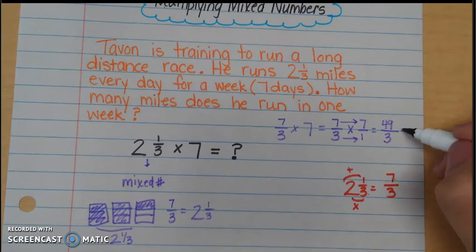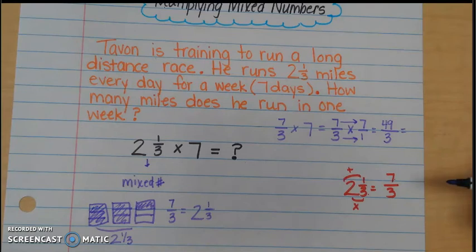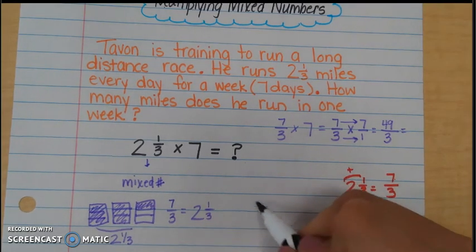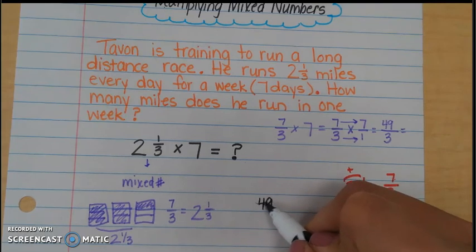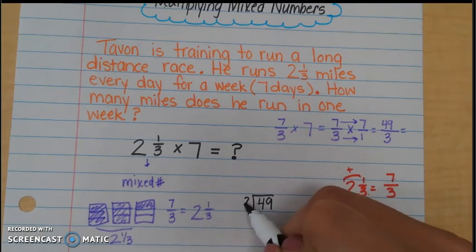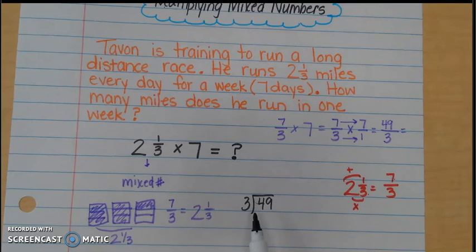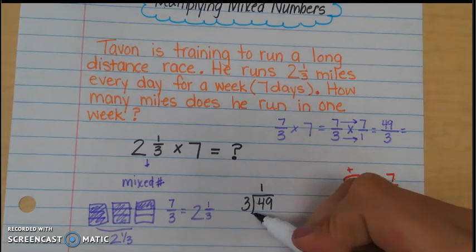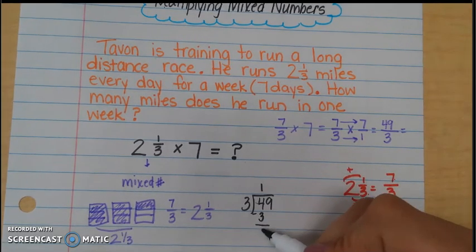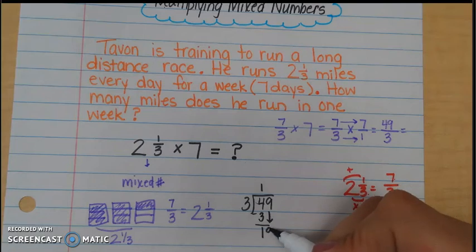Let's go ahead and make that a mixed number by dividing. I'll go ahead and divide right here. We can divide 49 by 3. 3 goes into 4 one time. 3 times 1 is 3. We're left with 1. We'll bring down our 9.